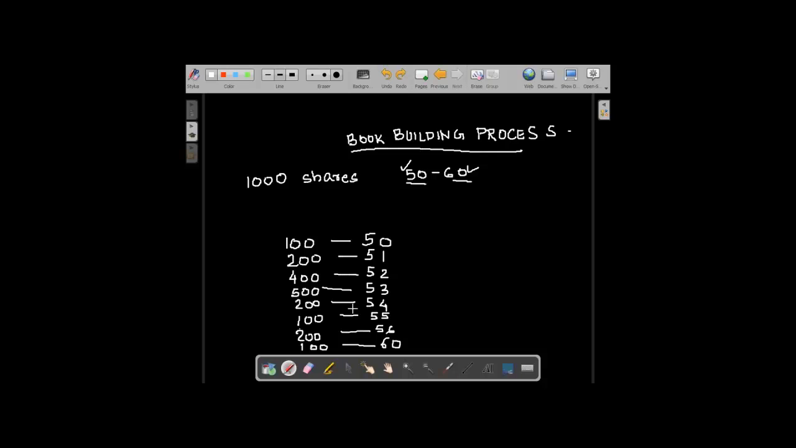So the price at which the maximum number of shares has been bid is, say, 53. This is the price which is fixed, and all the shares issued after the book building process will be at a price of rupees 53. Now if we add these numbers, it comes to 1100 shares.